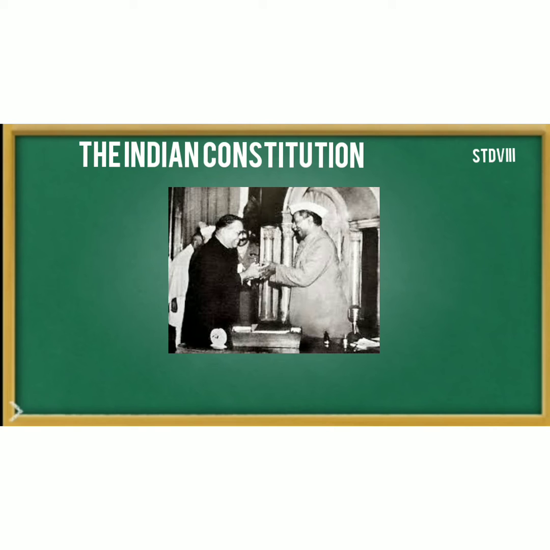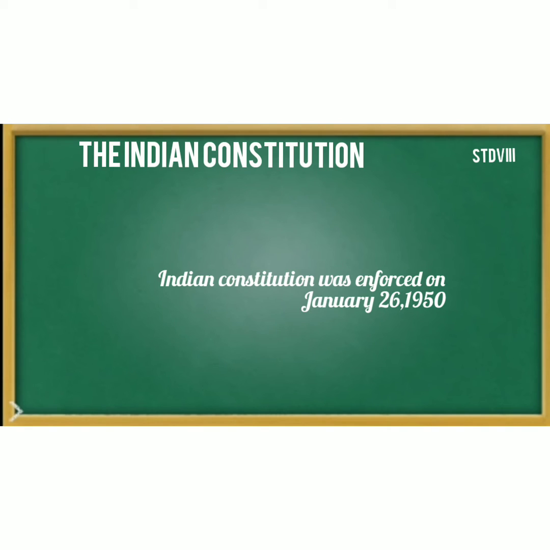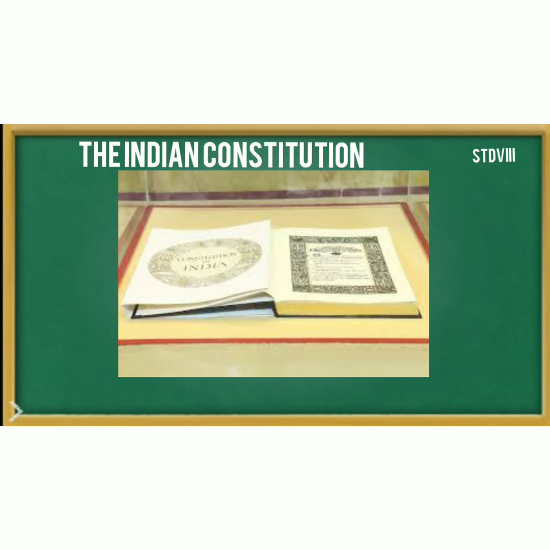So, like that, the final version of the constitution came into reality on November 26, 1949. Okay, and it was enforced on January 26, 1950. You have to understand the difference. Okay, so the constitution was enforced on January 26, 1950. Okay, so now we have a constitution.